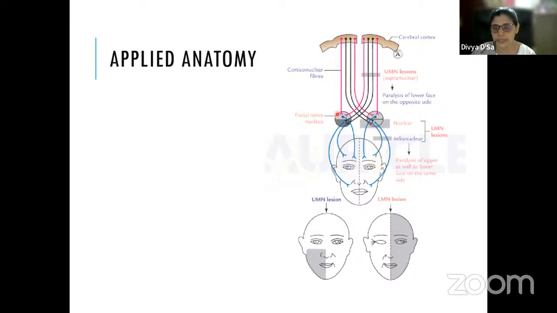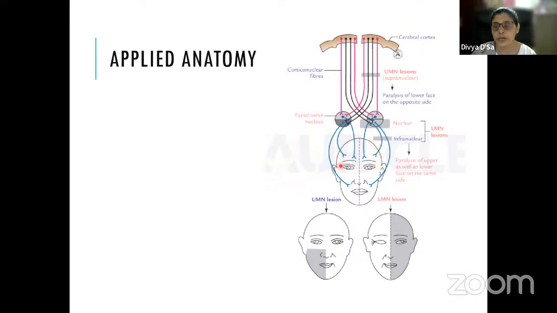They go to the same side. Okay, now once they cross, what happens? Now this one is the right side, one is the left side, isn't it? So the nerve which emerges from the left facial nerve nucleus supplies the left side, and the one which emerges from the right supplies the right side.